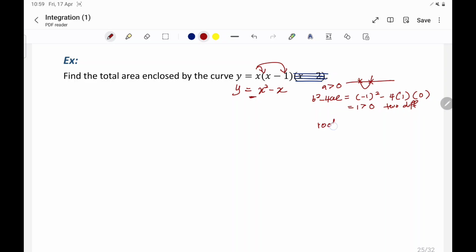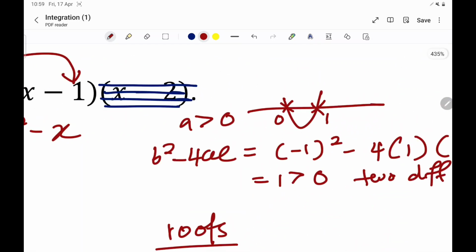To find the roots, you have to let y equal to 0. So you're going to get x times (x minus 1) equal to 0. So x is equal to 0, or x minus 1 equal to 0, so x equal to 1. So you have one root that is 0, another one is 1. So your roots are here, 0 and 1.